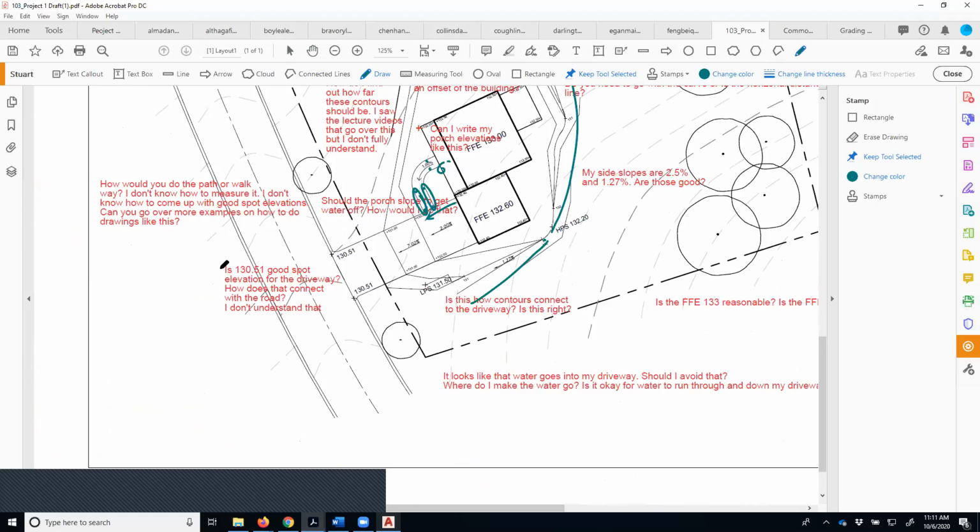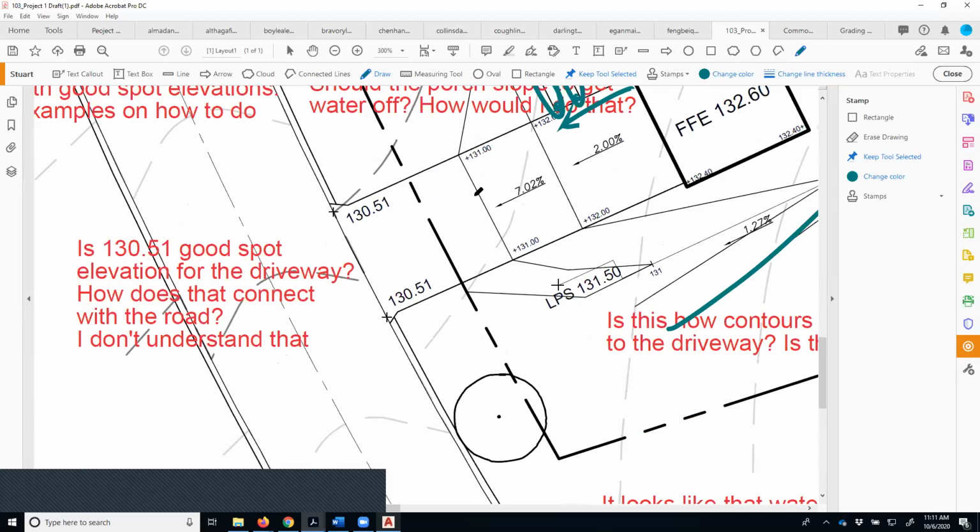Okay, we just did that one. Is that spot elevation good for the elevation of the driveway? Nope. You're going to have to calculate those. And I think we already said this one's going to be around 29.7-ish, and this one's going to be about 30.3-ish. And you are going to have to calculate those.